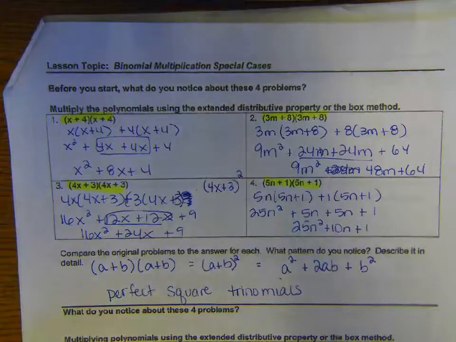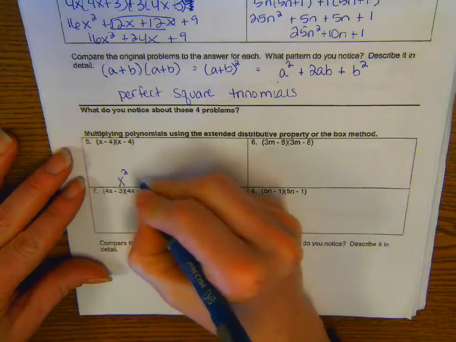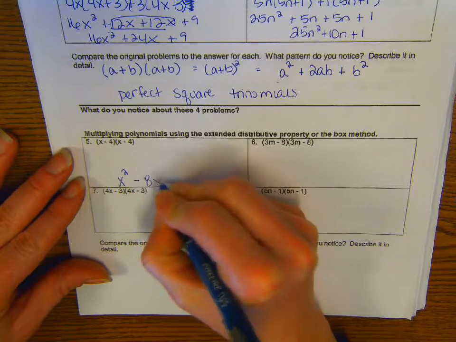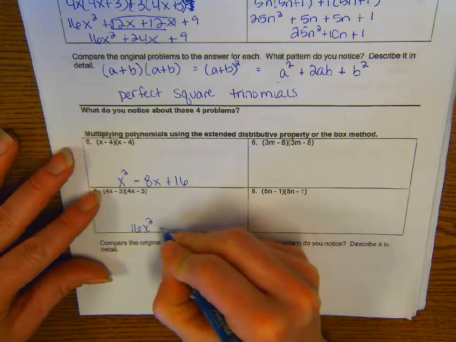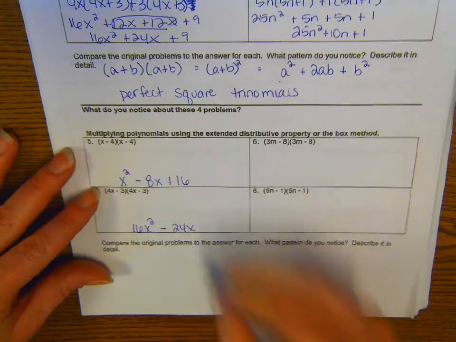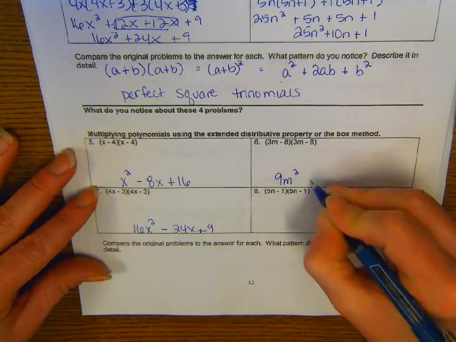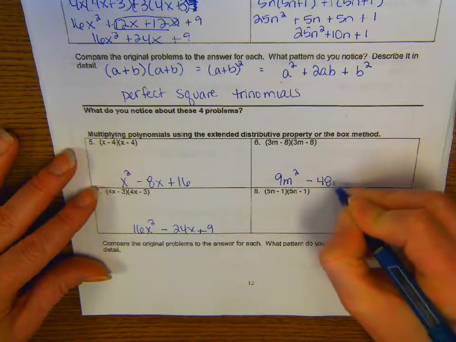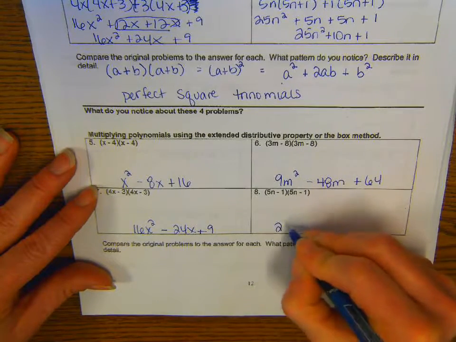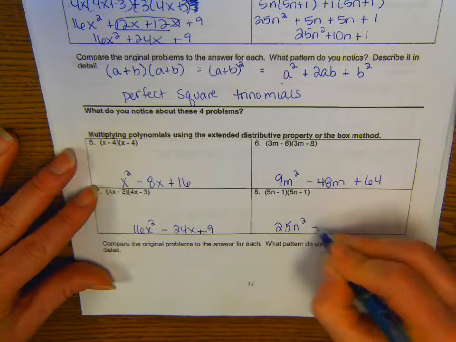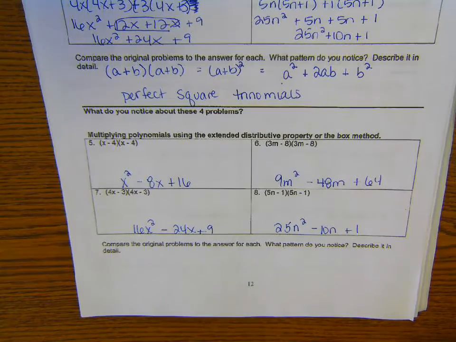What you should have noticed, and I'll just share the answers with you, this was x squared minus 8x plus 16. This was 16x squared minus 24x plus 9. This was 9m squared minus 48m plus 64. And this one was 25n squared minus 10n plus 1. And you've already done the multiplication there.